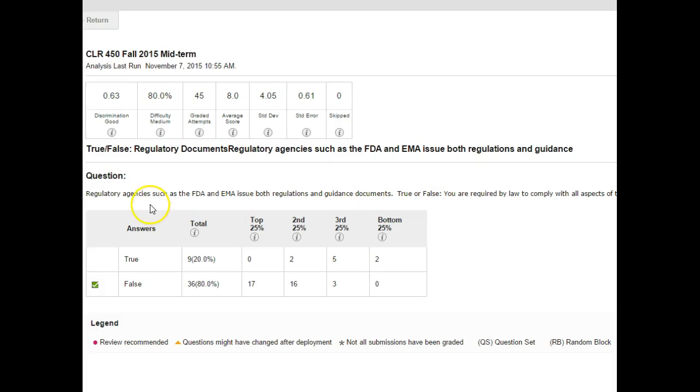So for this true-false, our regulatory agencies that issue regulations and guidance documents, are you required by law to comply with all aspects of the guidance document? And the answer to that is false. You're not required to comply with guidance. You are required to comply with regulations.